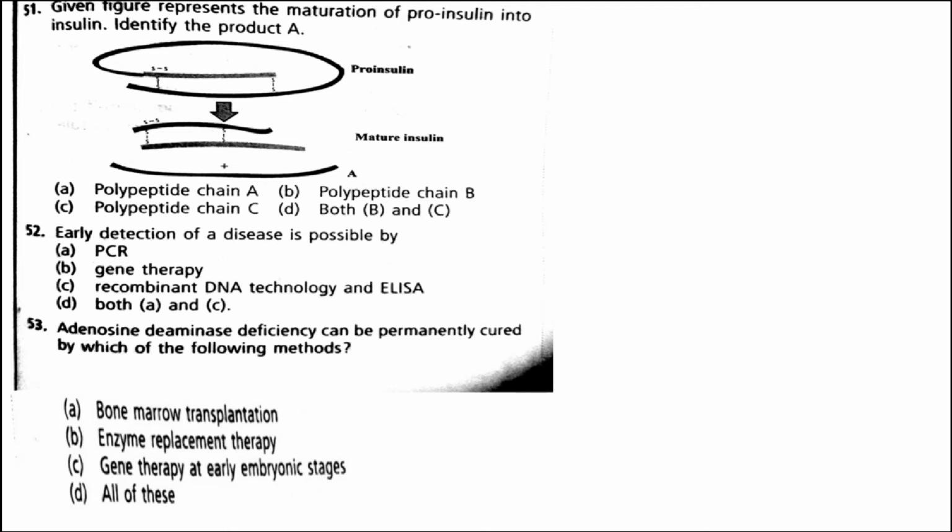Next, adenosine deaminase deficiency can be permanently cured by which of the following methods? Bone marrow transplantation, enzyme replacement therapy, gene therapy at early embryonic stage, and option D, all of this. And the answer is option C.